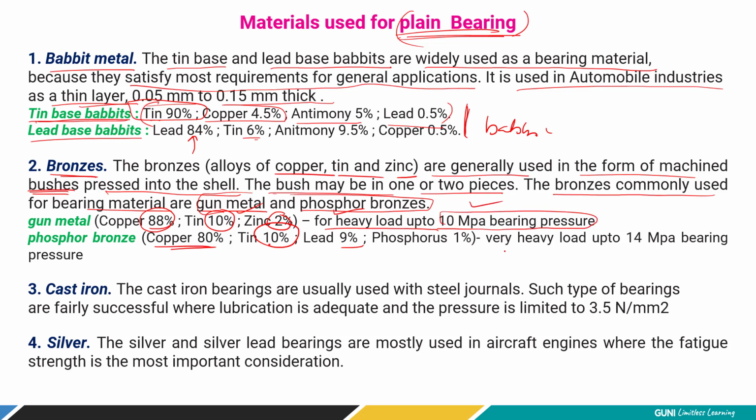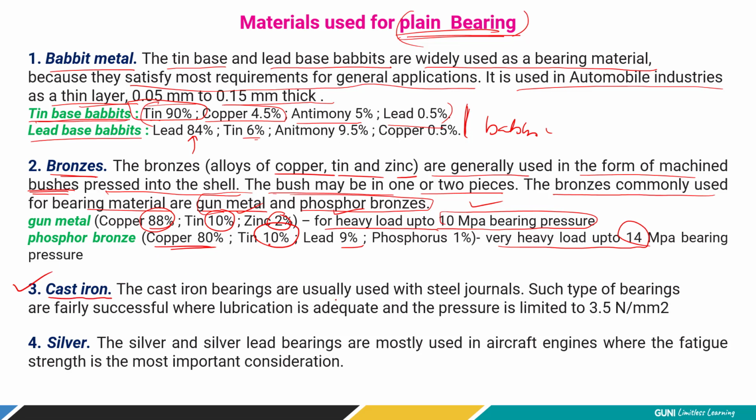And phosphorus basically again go beyond that limit, very, very heavy load, that is 14 megapascal bearing pressures. So it is used where the bearing pressure is more than 10 or even higher. Now the third material used for the bearing is cast iron.